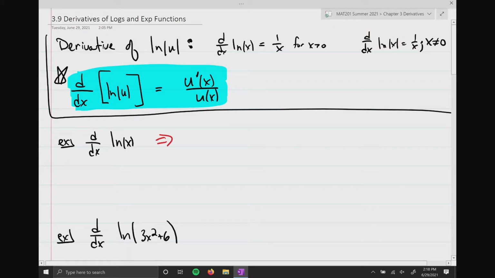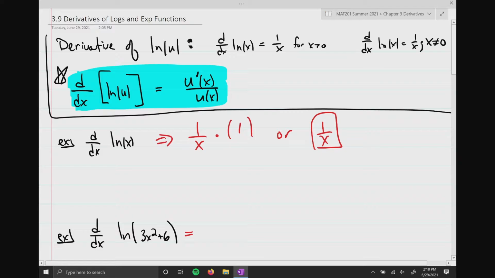So the first example is just straight up using the definition. The derivative of the ln of x is going to be 1 over x. Now, technically, you're going to multiply this by the derivative of the argument of the ln, which is going to be the derivative of x, which is 1. Or you can just leave it as 1 over x. But with the second example here, you're going to see where I actually use this chain rule.